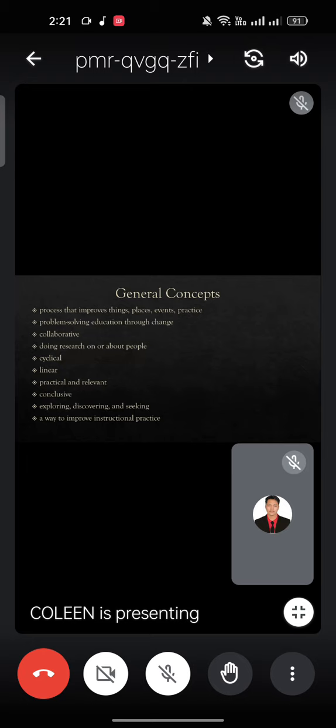Action research is exploring, discovering, and seeking. Why do you have to do this? You want to find opportunities on how you can develop traits, how you can minister to others, how you can make your life meaningful, and how we can increase our employability. Those are some reasons why we explore, discover, and seek for personal and professional improvement. This is also a way to improve instructional practice.